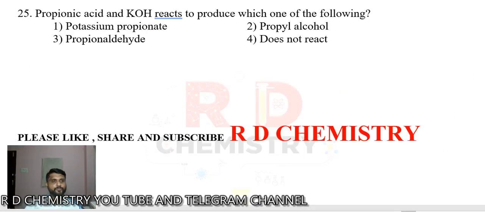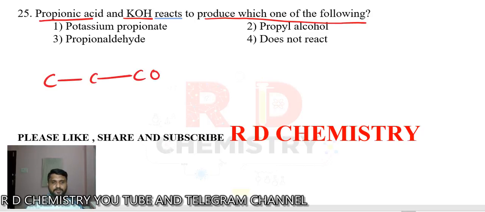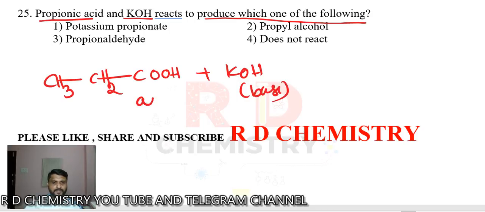The last question of the day. Propionic acid and KOH react to produce which of the following? Now let me write the structure. Prop means 3 carbon atoms, and this is the carboxylic acid, propionic acid. The rest should be CH3 and CH2 here. And it reacts with KOH. You know the nature of KOH: this should be a base. And we have a carboxylic acid. What will happen? An acid-base reaction, neutralization, giving salt and water.